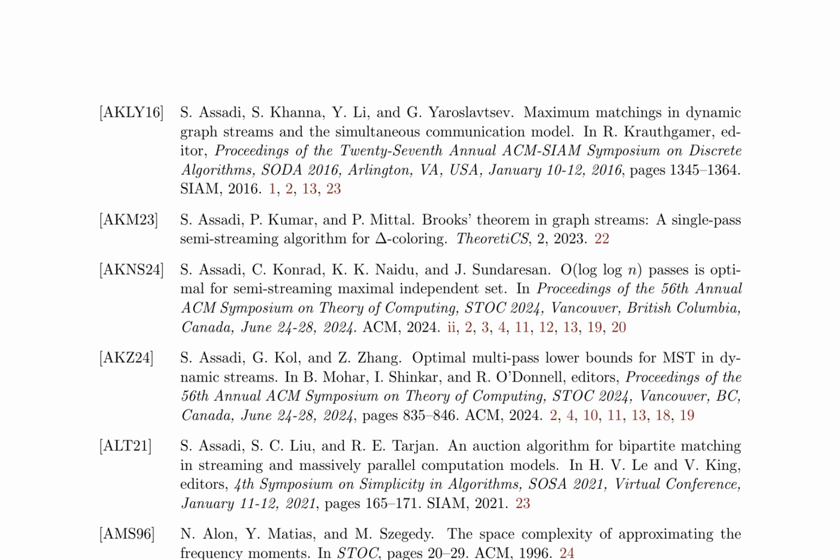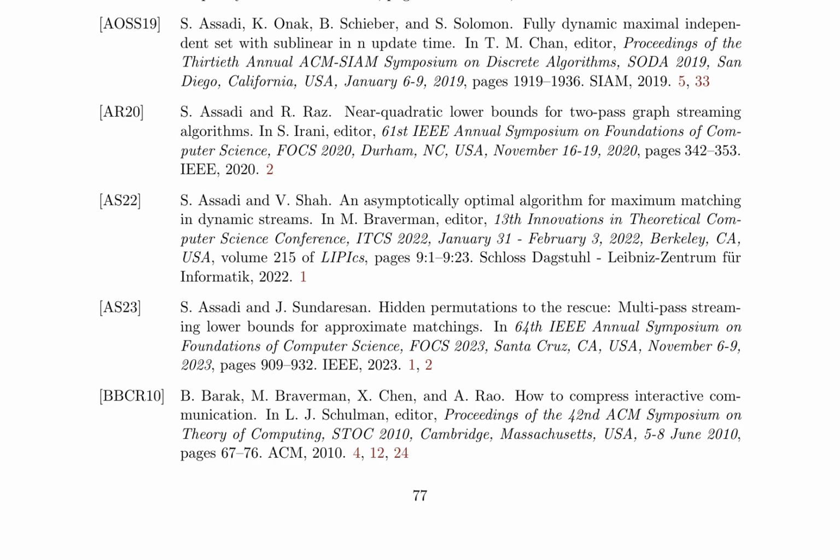a single-pass semistreaming algorithm for delta coloring and a multipass algorithm for finding a maximal independent set. They also discuss lower bounds for these problems, showing that certain algorithms are optimal in terms of the number of passes required. In addition, the paper explores the use of kernelization via sampling with applications to finding matchings and related problems in dynamic graph streams.